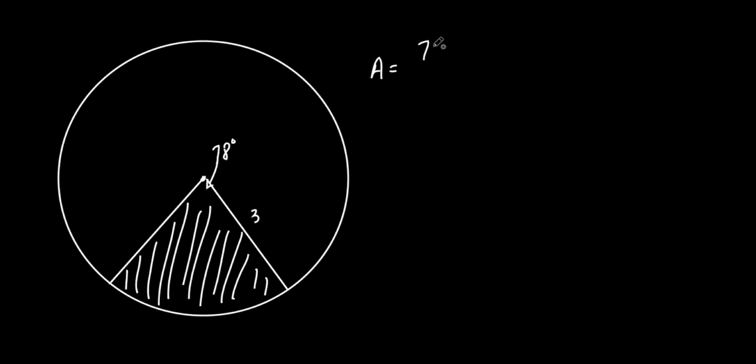Remember, we're only finding a portion of this circle, correct? So we're only finding 78 degrees out of the whole circle. What's the whole circle? 360. So we're doing 78 divided by 360. But what's left over? We're finding area, and it's the area of a circle. It's pi r squared. What's my radius? It's 3, and squared. So now you put that in your calculator and you get an answer.